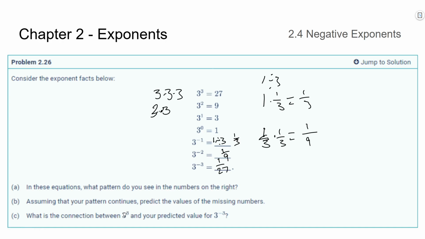So what is the connection between 3 cubed and your predicted value for 3 to the negative 3rd? Well, 3 to the negative 3rd is 1/27, and 3 cubed is 27. So 3 to the negative 3rd is just the reciprocal of 3 to the 3rd. And same thing with these other ones. Look, 3 to the negative 2 is the reciprocal of 3 squared. And that's always going to hold true.